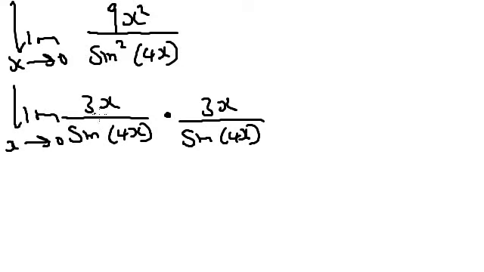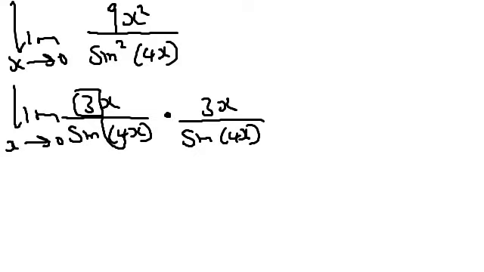Notice that the product of these two expressions gives back our initial expression. Now, what should we do at this point? Well, since we have 3x at the top, while sine 4x at the bottom, the goal is to let this 3 become 4.